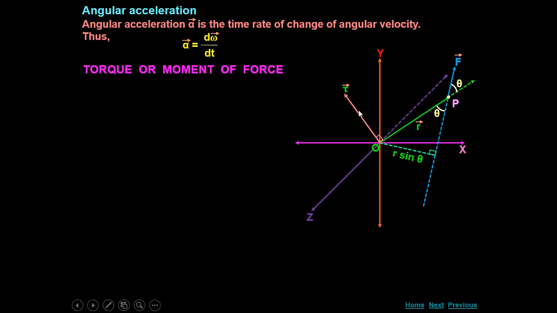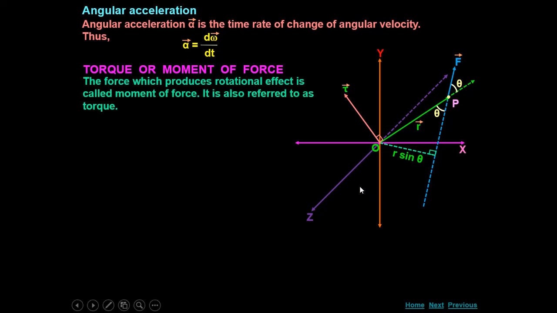And you can observe here the direction of this torque tau. This force which produces a rotational effect is what we call torque. What is torque, what is moment of force? It is nothing but a force which is going to produce the rotational effect. The force which creates a rotational effect is what we call torque.